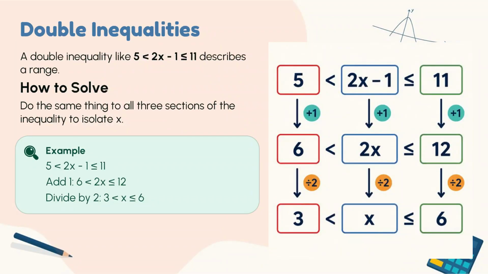Now let's look at double inequalities. A double inequality describes a range between two boundaries. For example, 5 is less than 2x minus 1, and 2x minus 1 is less than or equal to 11. To solve this, we do the same thing to all three parts of the inequality. First, add 1 to all three sections. That gives 6 is less than 2x, and 2x is less than or equal to 12. Then divide all three sections by 2. That gives 3 is less than x, and x is less than or equal to 6. So x is greater than 3, but less than or equal to 6.